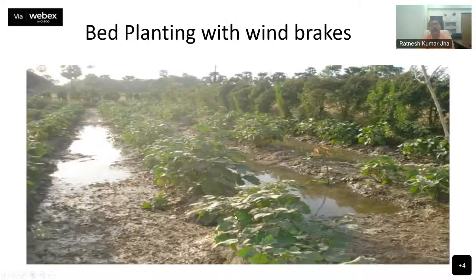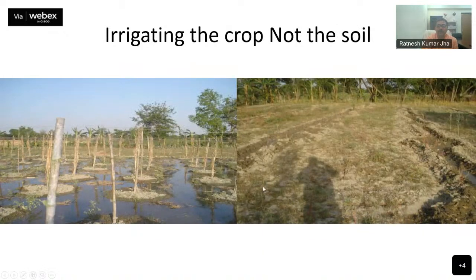Now this is wet planting with big windbreaks. So wet planting is done, and there are windbreaks. You can use pigeon pea as windbreaks or any other crops. And now we are training the farmers to irrigate the crop, not the soil.